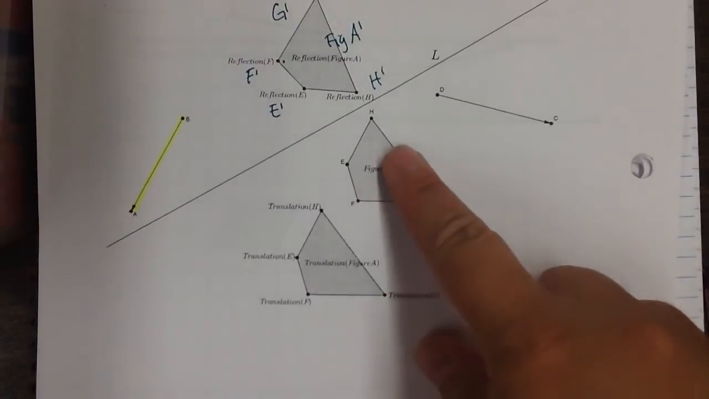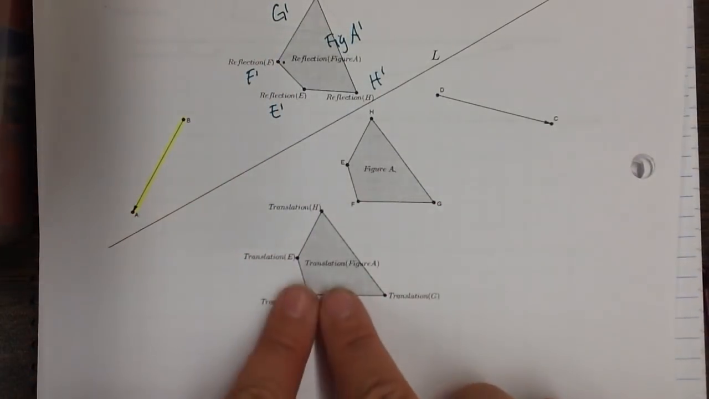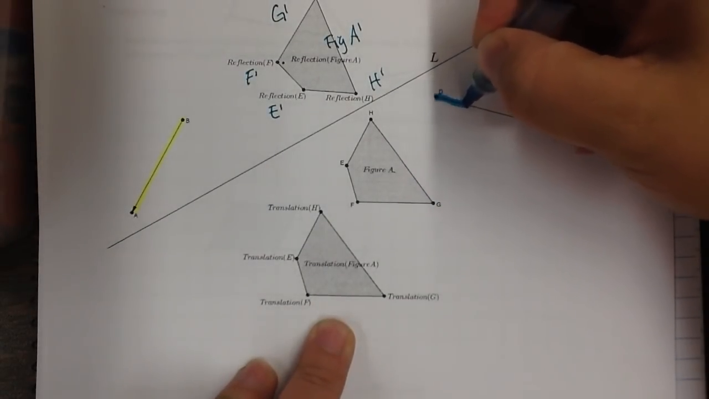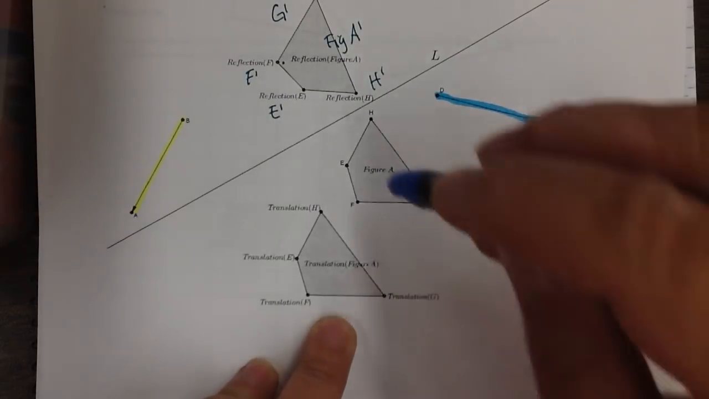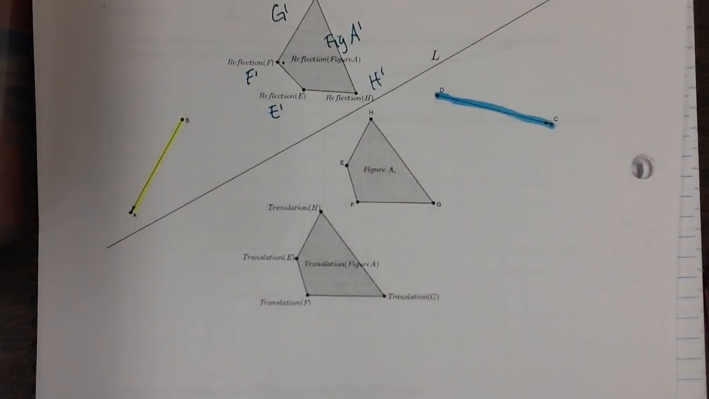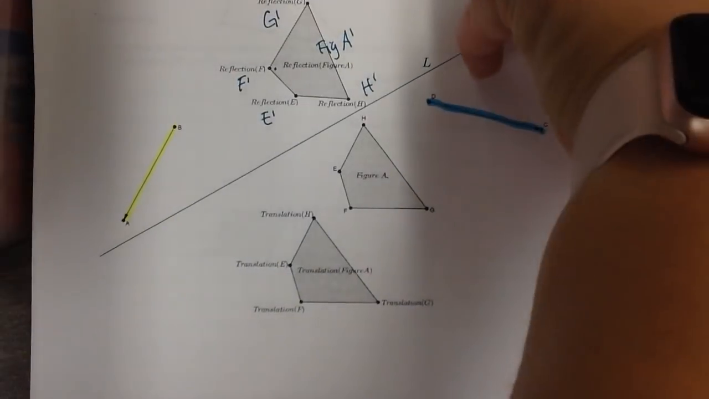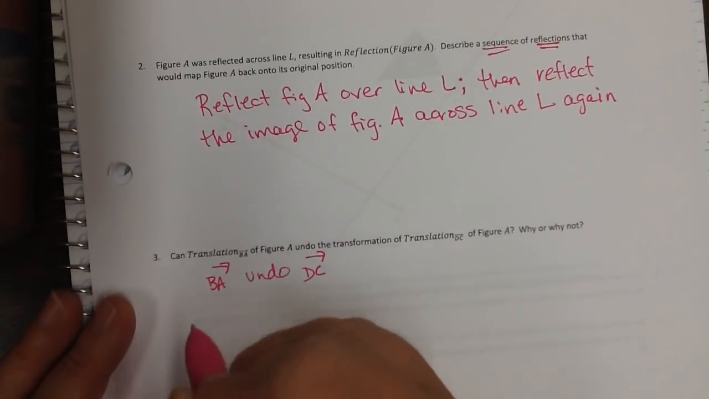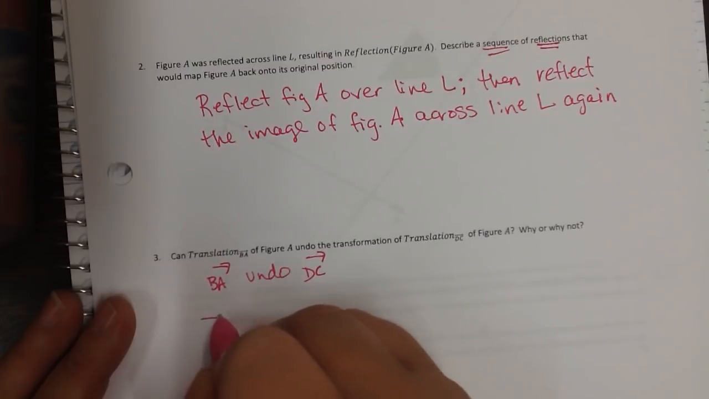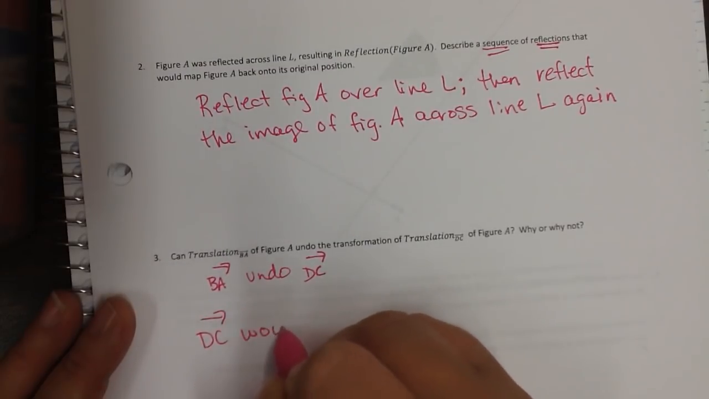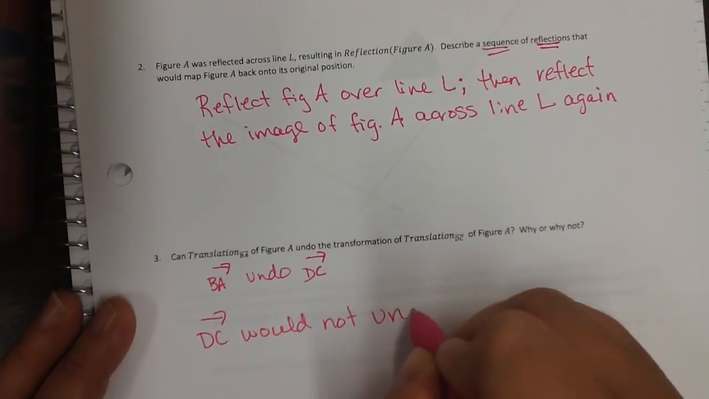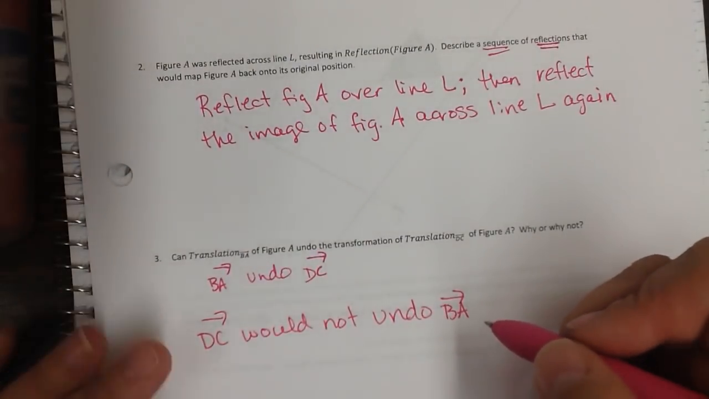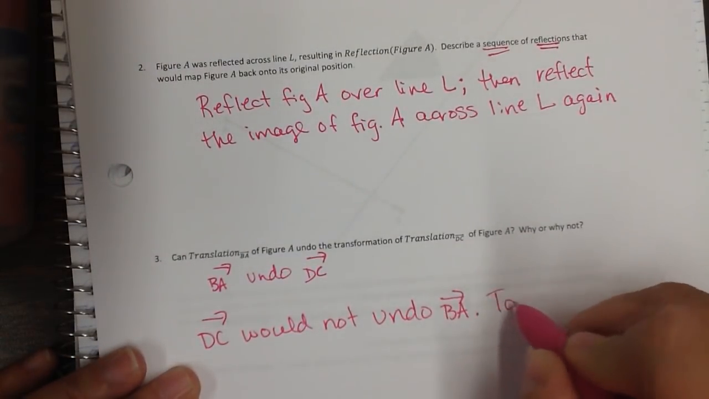So if we take this figure and we translate along vector AB, we get this. Then it wants to know if we take this and translate along vector DC, would it put it back to figure A? It would not put it back to figure A. So here, vector DC would not undo vector BA.